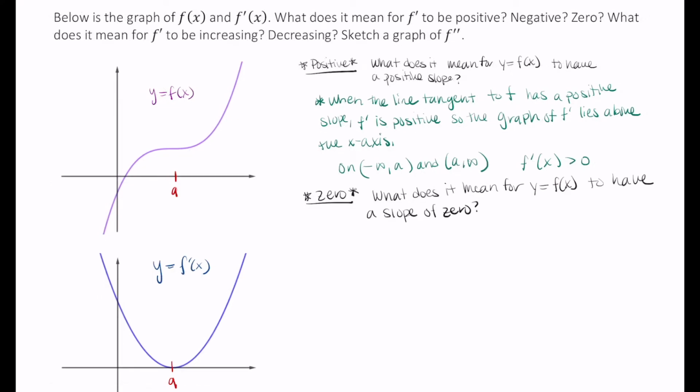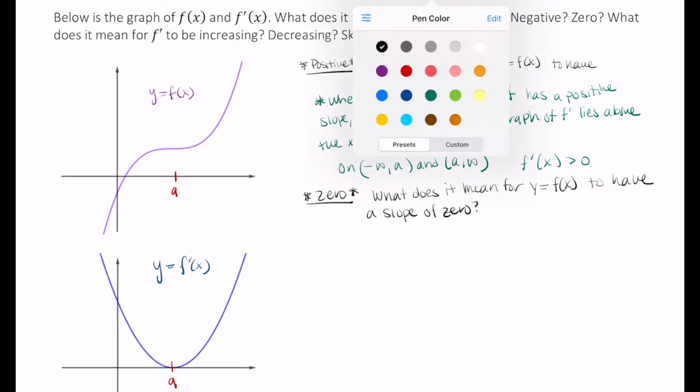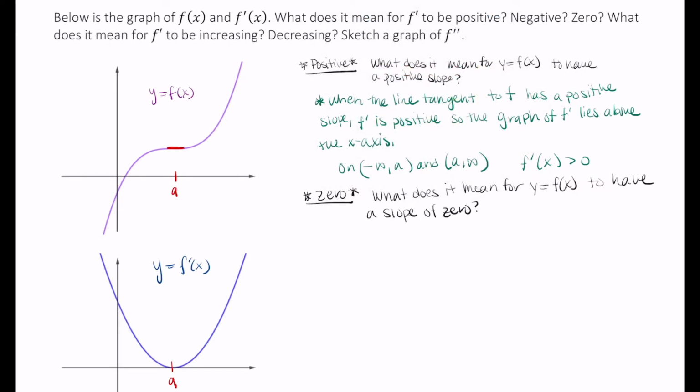Next, let's discuss what it means for the graph of y equals f of x to have a slope of 0. That occurs right here at x equals a. If I were to sketch out this entire tangent line, that tangent line is flat and parallel to the ground. So the slope of that tangent line is 0. Looking down below, that spot corresponds to the x-intercept of f prime of x.